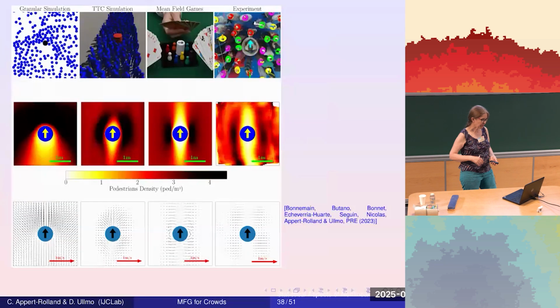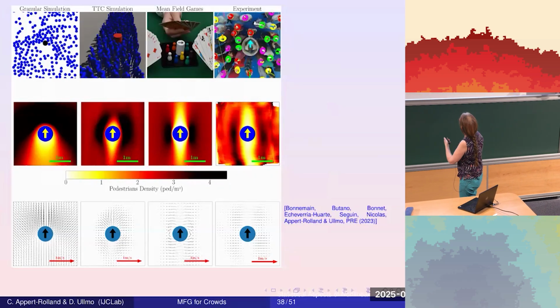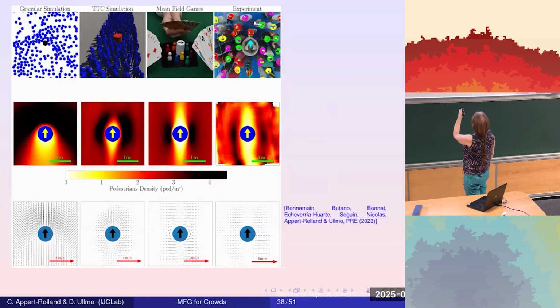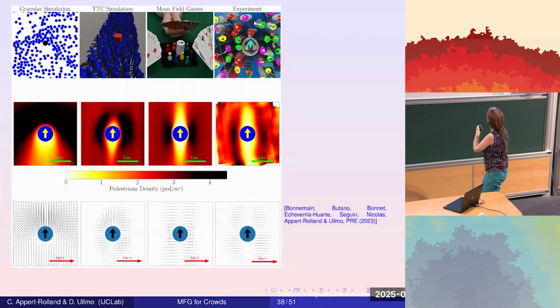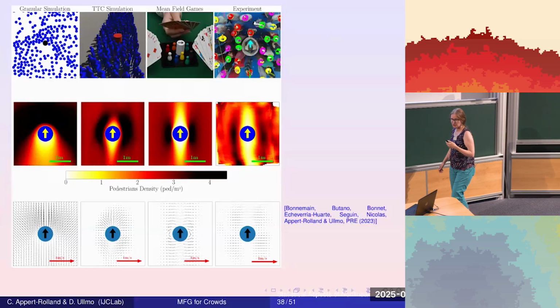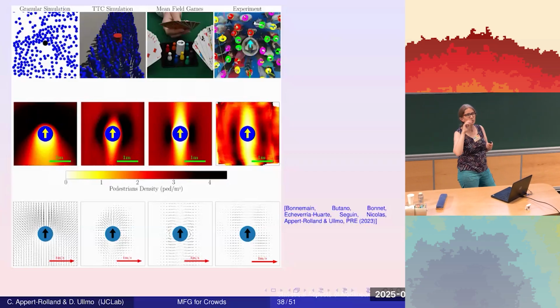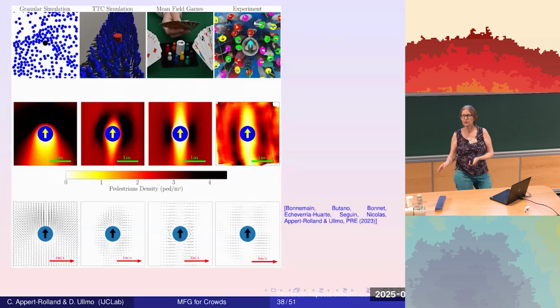Okay, so this is the first summary of the various approaches I've been showing. So here we have the mean-field game that reproduces the experiment best. And this was for the case where people face the cylinder. So we assume, even in the theory, that they have a full knowledge of what's happening. At least they have a lot of information.